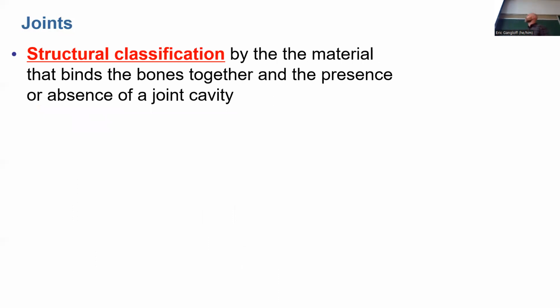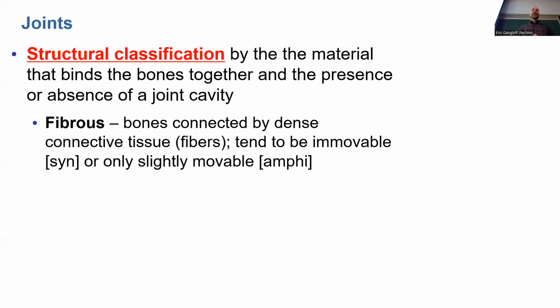This is when we define joints by the actual kinds of tissue that compose the joint, that bind the bones together, and whether or not there is what's called a joint cavity between those bones. The first is called a fibrous joint. These are joints connected by dense connective tissue or fibers, and they tend to be immovable, synarthritic, or only slightly movable. So again, this is something like the sacroiliac joint between your sacrum and your coxal bones. They're really bound tightly by these fibers to keep them tightly together.